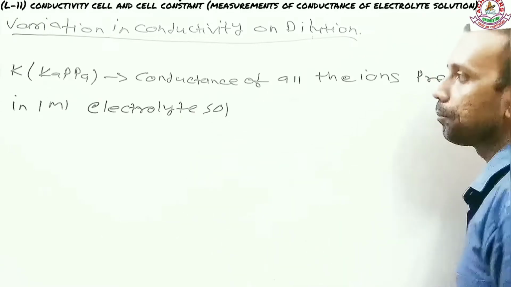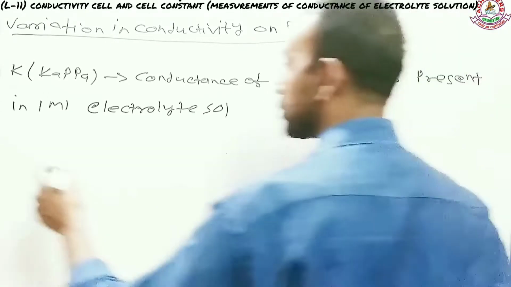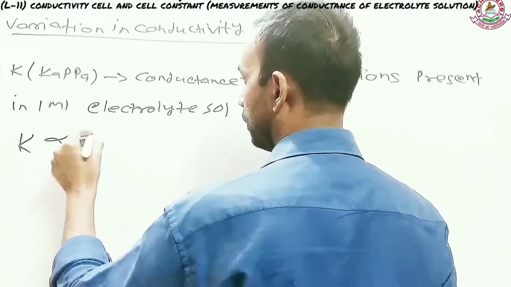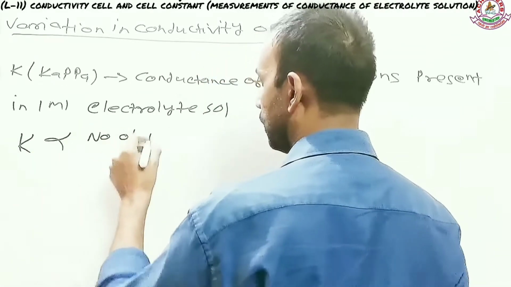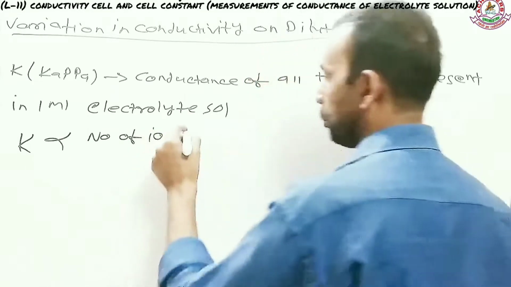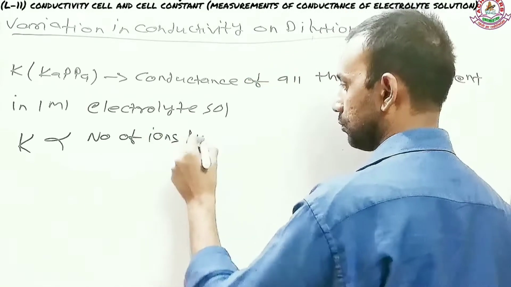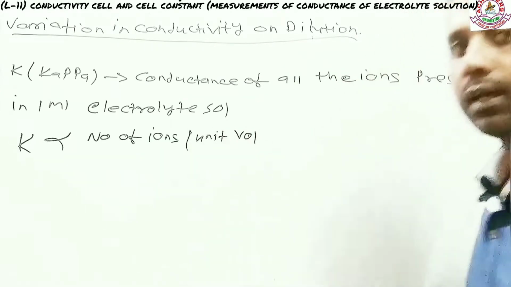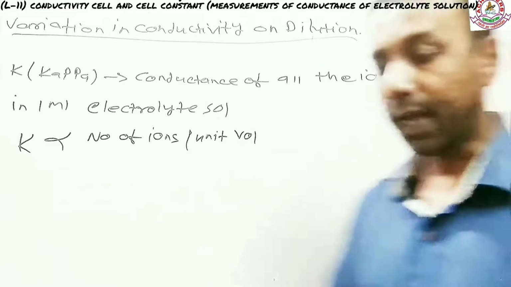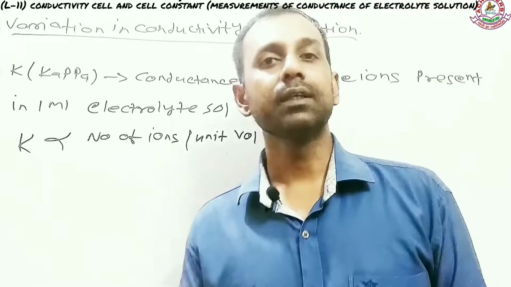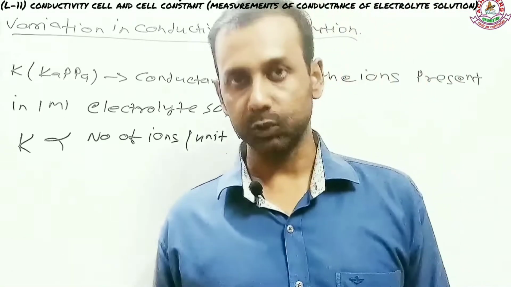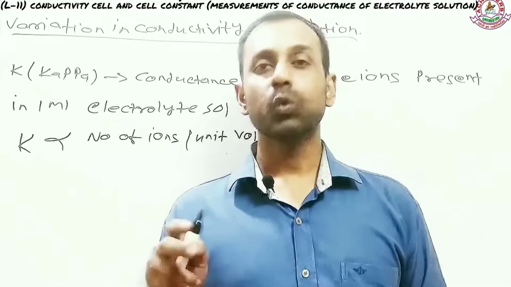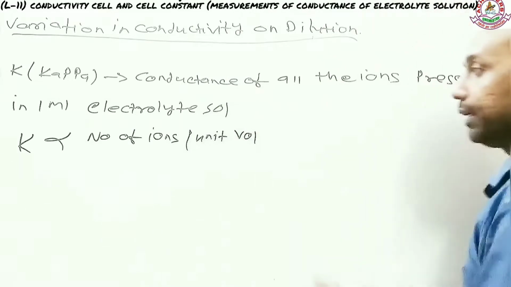So what does that mean? We can also represent it as K being directly proportional to the number of ions per unit volume. This is what we can write. Now there is something easy coming up. If you dilute a solution, what happens? The volume of the solution increases. You are adding water, so the volume of solution increases. If the volume of solution increases, what will happen? The number of ions will decrease.